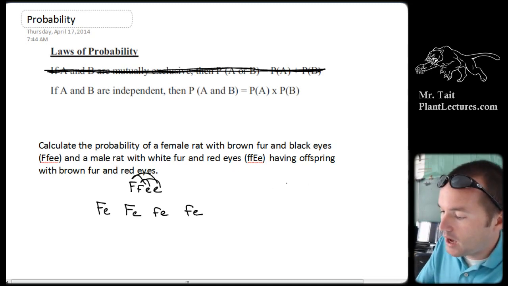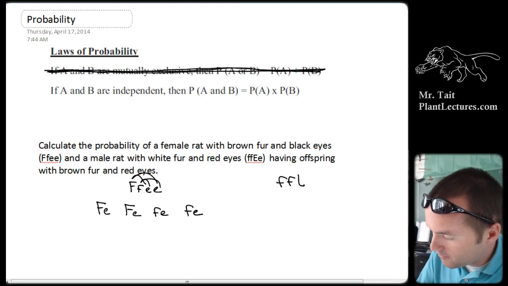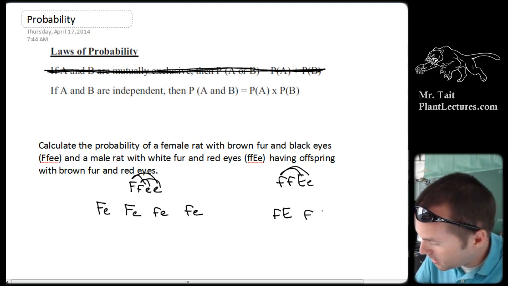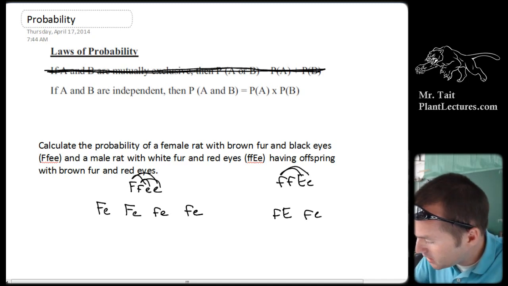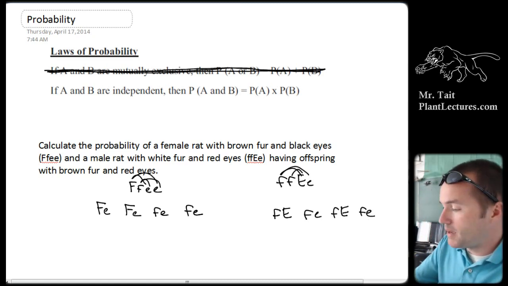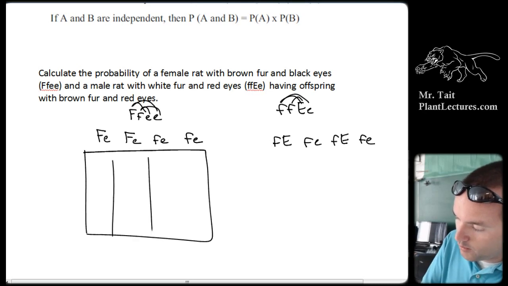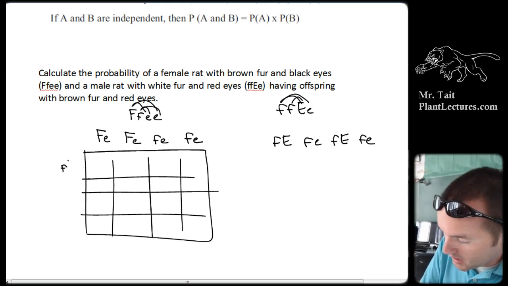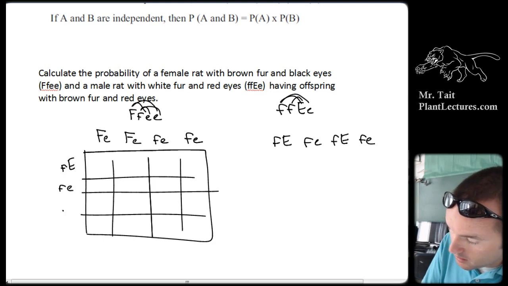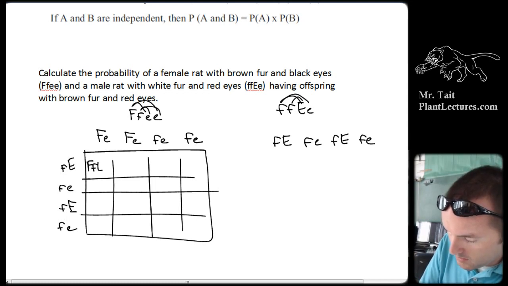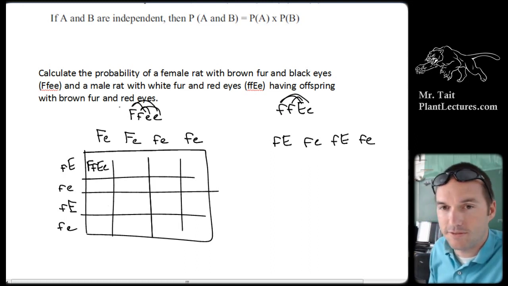Easy enough? Okay. And then you take the second one, which was little f, little f, little e, little e, and you get first, little f, little e, outside, little f, little e, inside, little f, little e, last, little f, little e. Okay? And then you would make your Punnett square, 4x4, like this, and you'd put your other gametes over here. And then you'd go through and actually do this thing. So go boom, boom, boom, boom. And you do that for every single one of those boxes, okay?